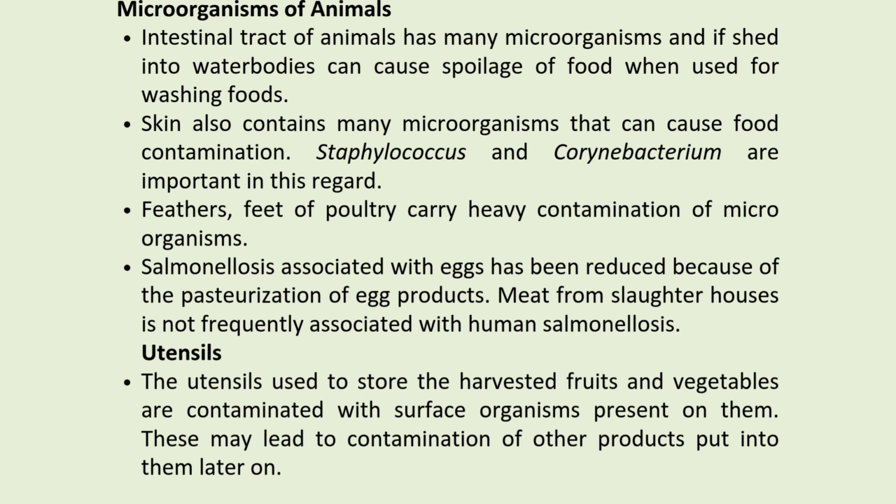The intestinal tract of animals has many microorganisms that, if shed into water bodies, can cause food spoilage when used for washing. The skin also contains microorganisms like Staphylococcus and Corynebacterium that can contaminate food. Feathers and feet of poultry carry heavy contamination. Salmonellosis associated with eggs has been reduced due to pasteurization of egg products. Meat from slaughterhouses is not frequently associated with human salmonellosis.